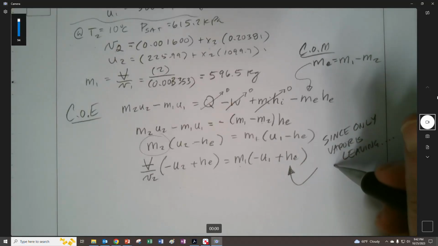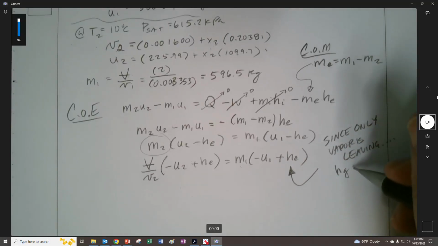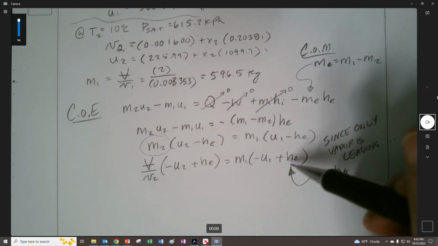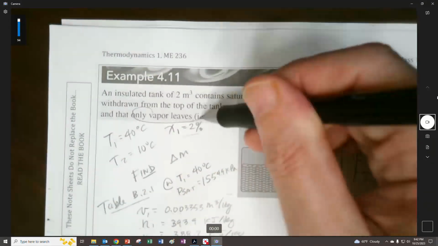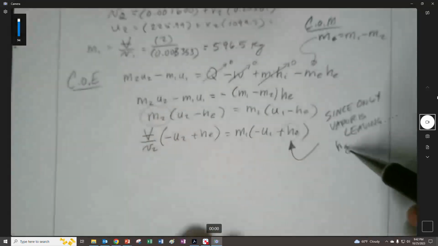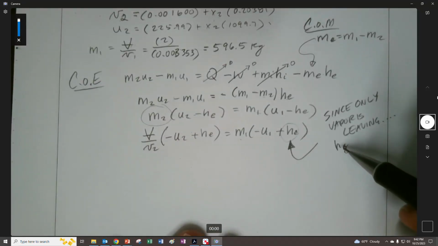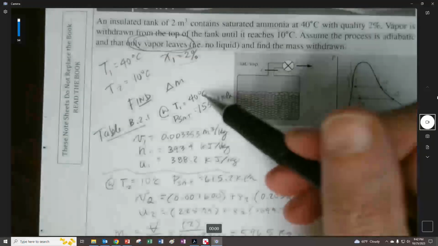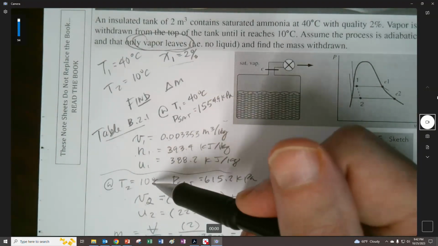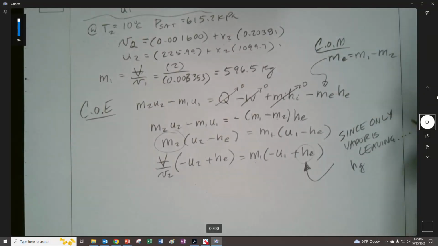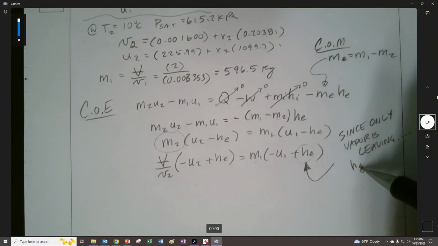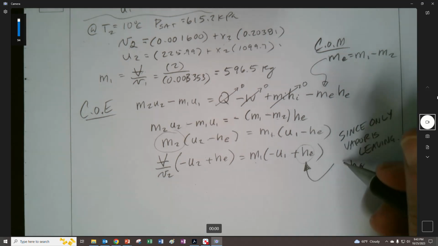Hg is all we need, right? So the exiting Hg, the H here, because they made this say that only vapor leaves, and this Hg could be different for these two different temperatures, right? At 40 degrees and at 10 degrees. So it changes. So how do we find that HE? We decided to take the average of the two Hg's at those two states. See, I told you I didn't like it.